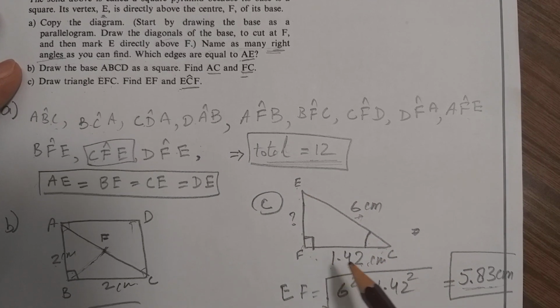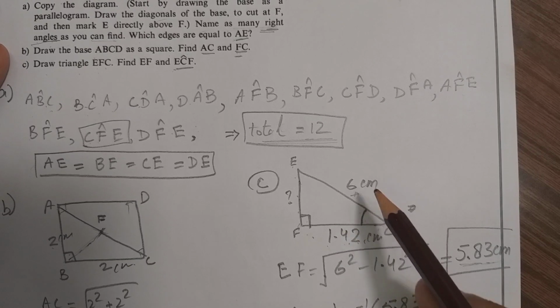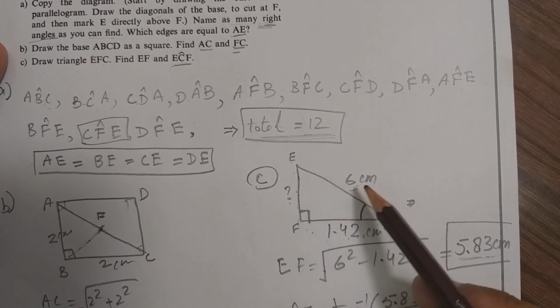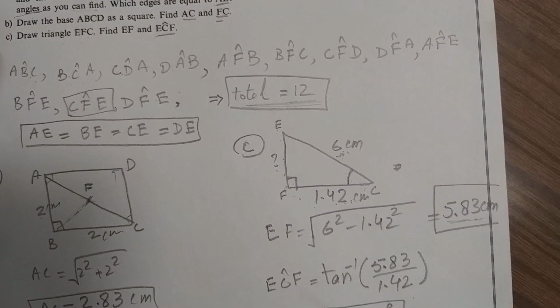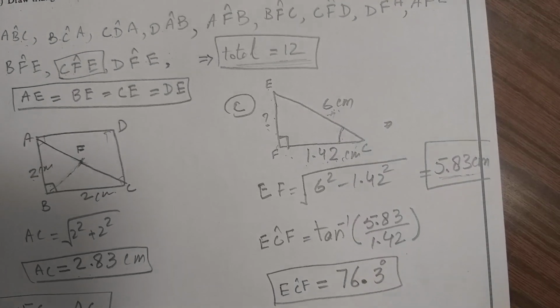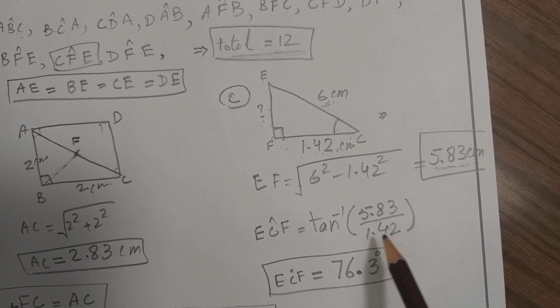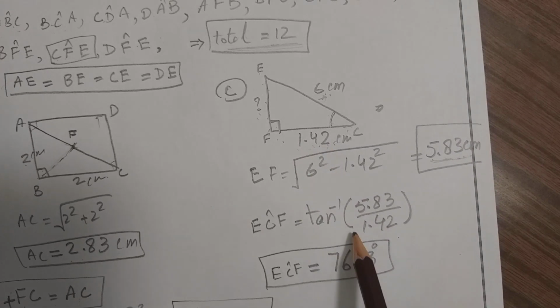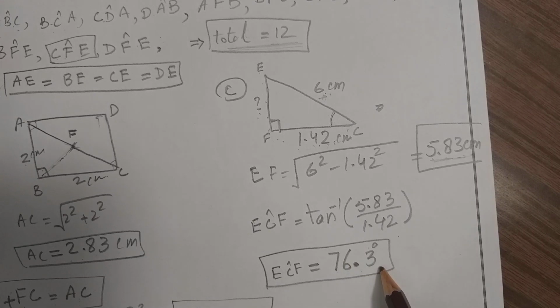ECF, we need to find this angle. So opposite, adjacent, or adjacent, hypotenuse, or opposite, hypotenuse. We can apply all the formulas, sine, cosine, tangent, but I made the practice about the tangent, so I'm doing only tangent. Opposite 4.83 centimeter, and adjacent is 1.42. Simplify, you find the answer 76.3 degree.